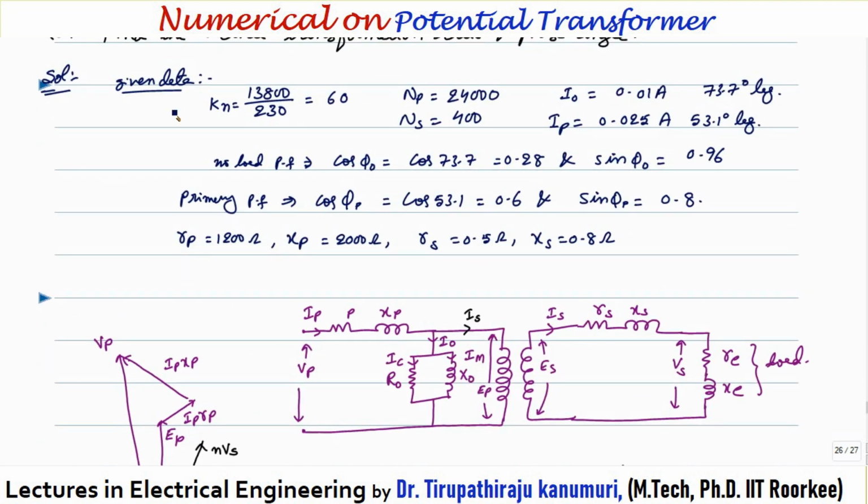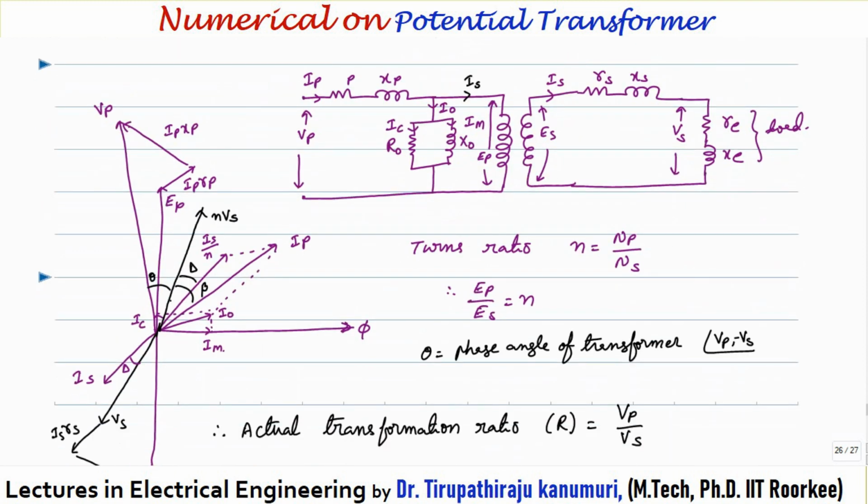So I am just summarizing the given data. Kn, or the nominal ratio, is primary voltage by secondary voltage, which is equal to 60, and the number of primary turns is 24,000, secondary turns 400. No load current is given as 0.01 amperes with an angle of 73.7 degrees lag. From this I can calculate the no load power factor, cos phi naught, which is cos 73.7, equal to 0.28. Similarly sin phi naught, sin 73.7, will be 0.96. If you feel confused by phi naught, you can take it as delta.